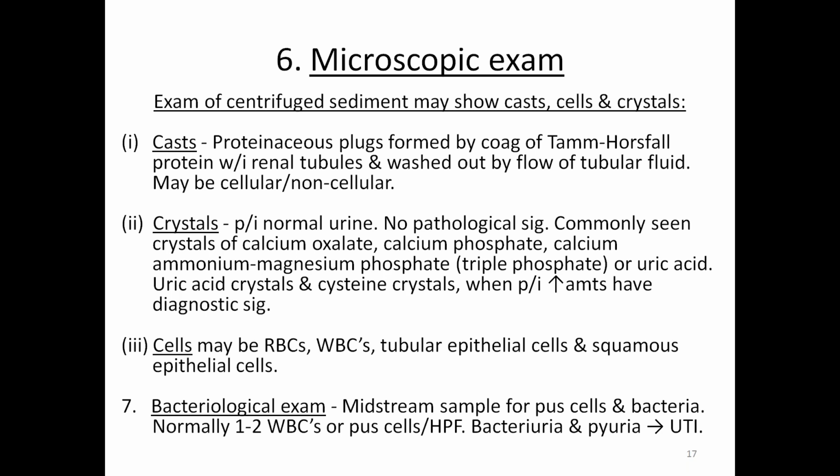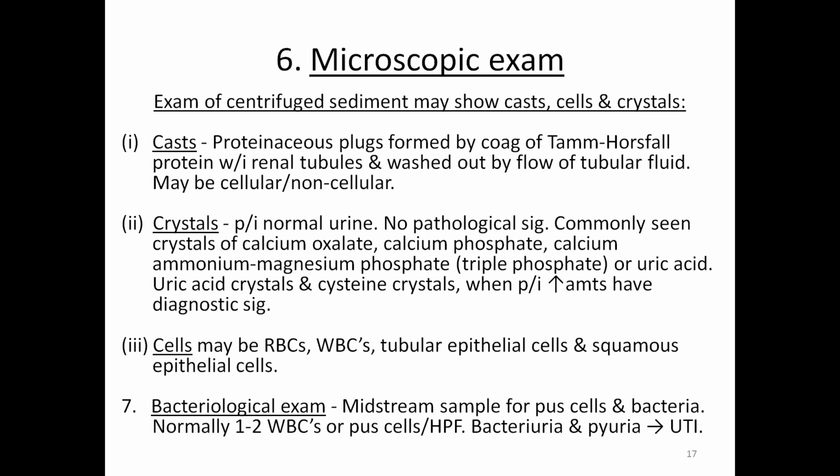And then third element I said, which is present in the centrifuge sediment, are cells. They are found on microscopic examination. So they may be RBCs, WBCs, tubular epithelial cells, or even squamous epithelial cells. Then we also do a bacteriological examination of urine. So for that, usually a midstream sample of urine is examined for pus cells and bacteria. Normally, urine samples would contain 1 or 2 WBCs or pus cells in a high power view.